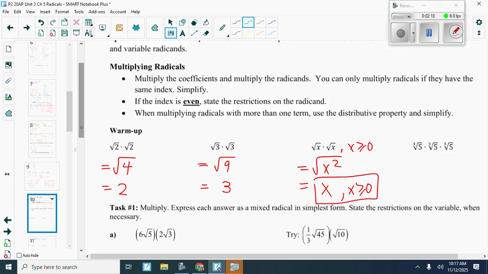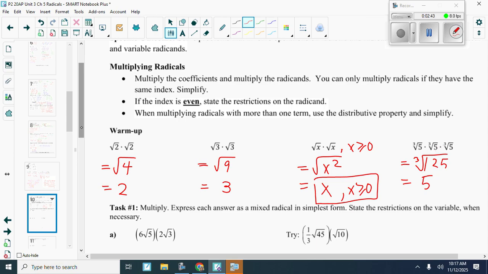Now, if we change our index to a cube root, it would take 3 of them in order to end up with a whole number. So, for example, if we multiplied those together, 5 times 5 is 25, times 5 is 125. If we took the cube root of 125, that's where we would get 5. So we're just looking at patterns right now. We notice that when we multiply a radical by itself exactly, we end up with the radicand as a whole number.